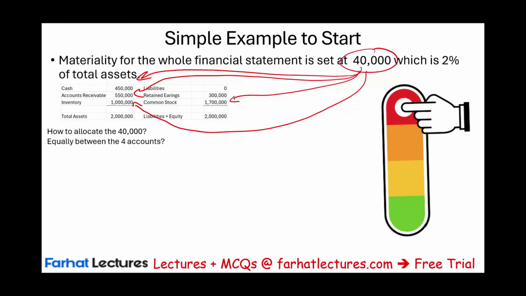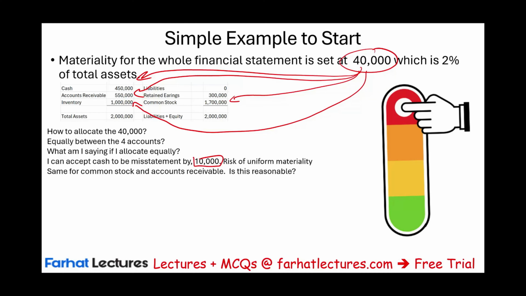Now just follow with me. What does it mean if we allocate it equally? What am I saying if I allocate the $40,000 equally? It means I allocate $10,000 to cash, $10,000 to account receivable, $10,000 to inventory. It means I can accept cash to be misstated by $10,000.